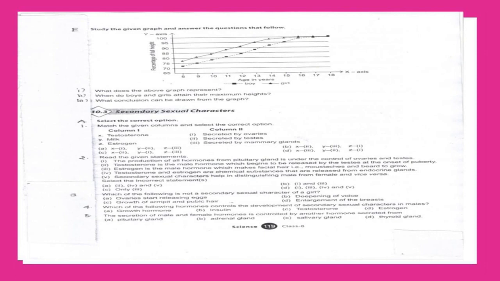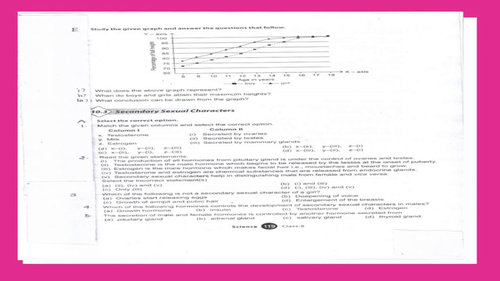Production of all hormones from the pituitary gland is under the control of ovary and hormone. That is not correct. Testosterone is a male hormone which begins to be released by the testis at the onset of puberty. Third, estrogen is the male hormone. That is not correct. It is a female hormone. Then fourth one, testosterone and estrogen are chemical substances. Then secondary sexual characters help in distinguishing male from female. That is correct. So the incorrect statements are in option B, 1 and 3.